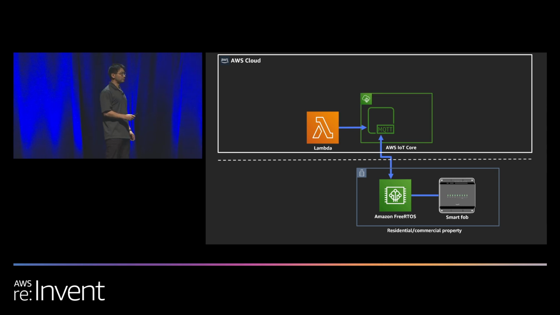So how do we send messages down to the edge device? We use a Lambda, which is a service provided by AWS. And we compose and publish the messages to MQTT through AWS IoT Core, and then send these messages down to the device.